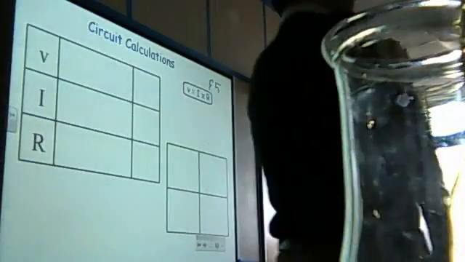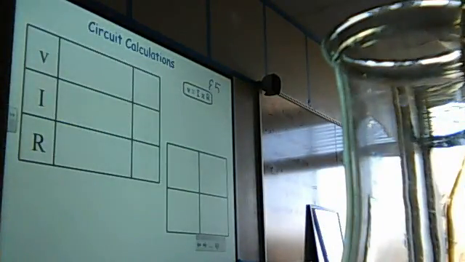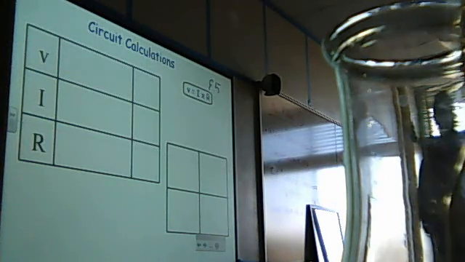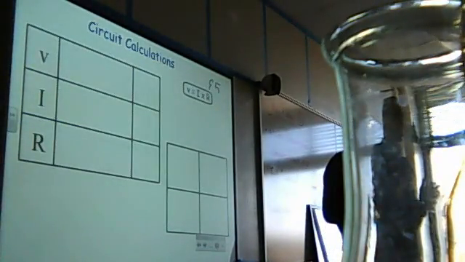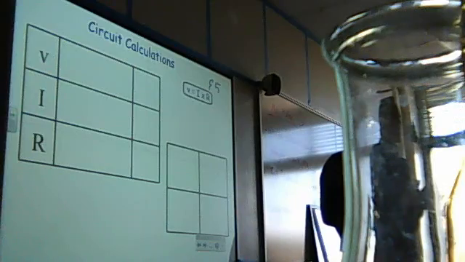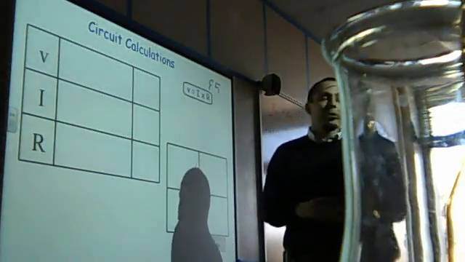The journal entry is E5 for you guys. Topic is circuit calculations. Now, what we're going to do is take a look at something called Ohm's law. Again, we've been building series circuits and parallel circuits, but now we're going to measure some things about those circuits.